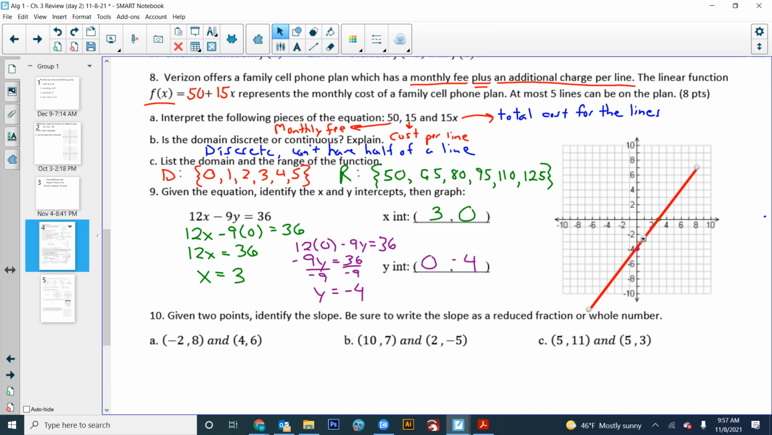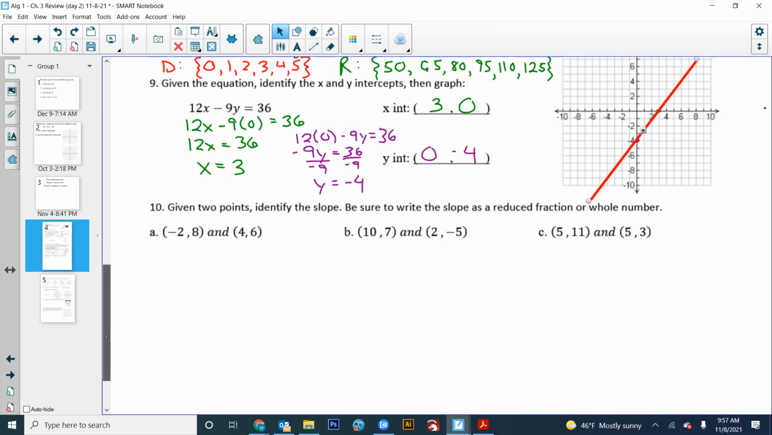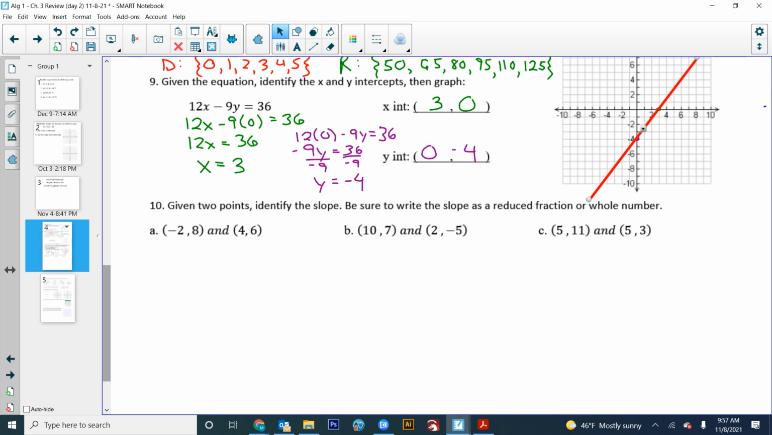Next, given 2 points, identify the slope. Be sure to write the slope as a reduced fraction or a whole number. Make sure you guys are practicing these. Go home tonight and practice some more of these, all right? Let's have Logan help me out with this one. First of all, Logan, what's the slope formula?